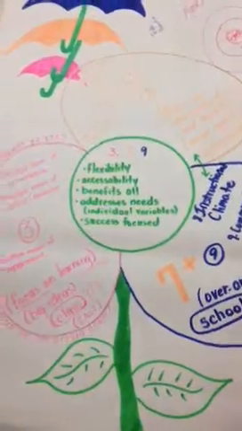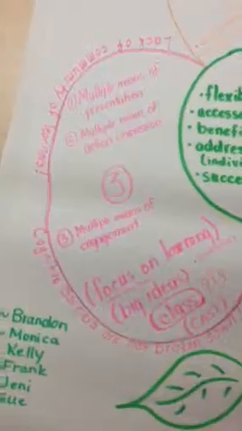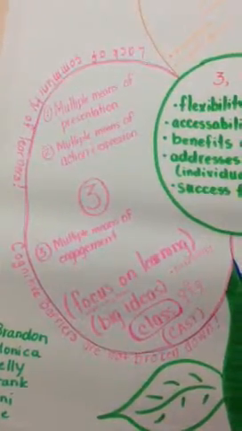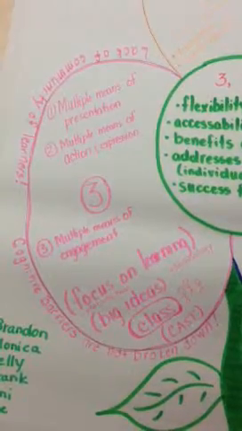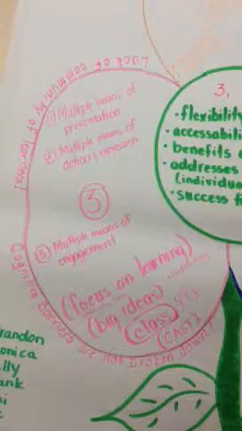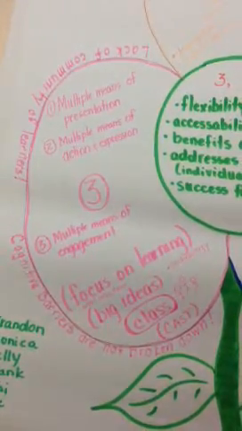Alright, so we're starting with the CAST model, and the CAST model has 3 overriding themes: multiple means of presentation, multiple means of action and expression, and multiple means of engagement. We felt that this one had a focus on learning and some of the big ideas. This one focused really on the class and on instructional practices.